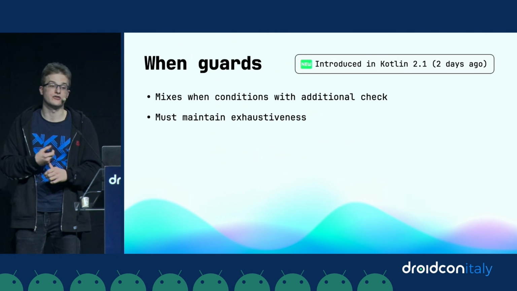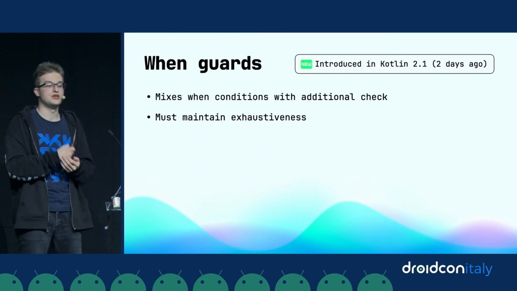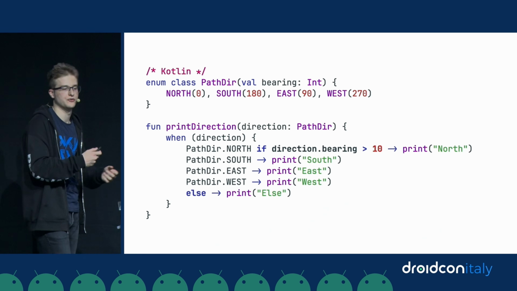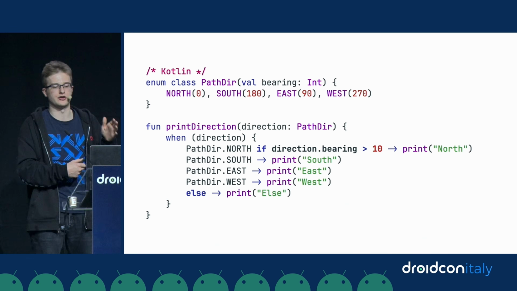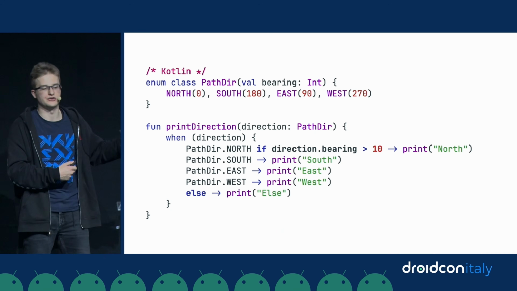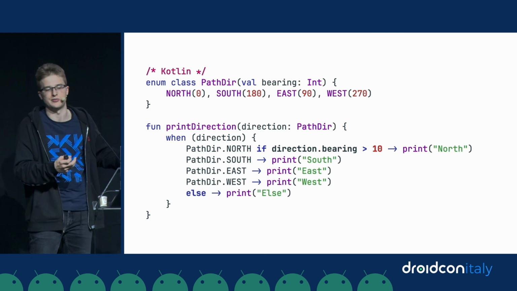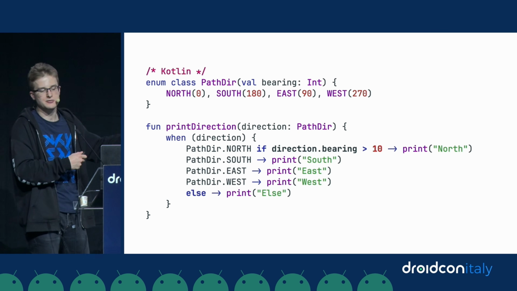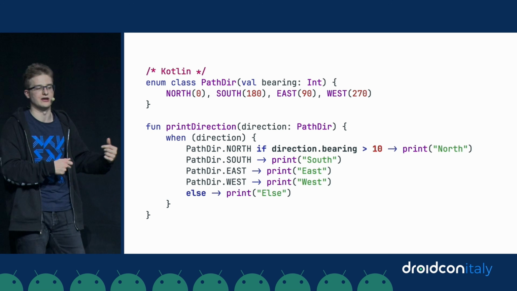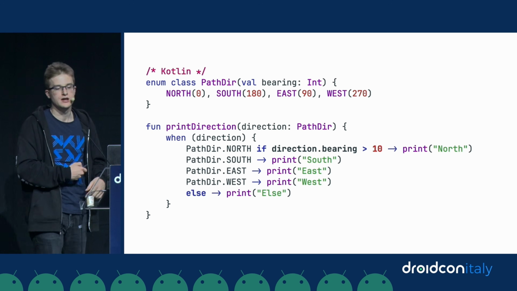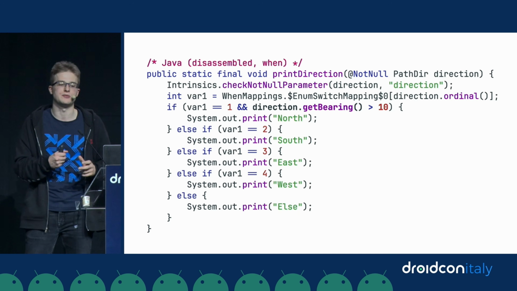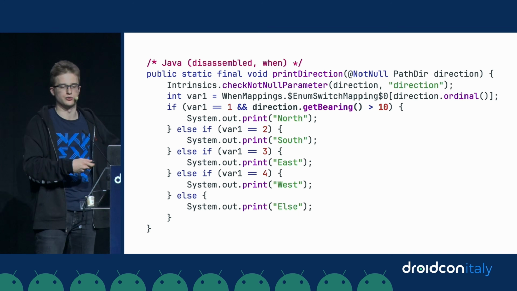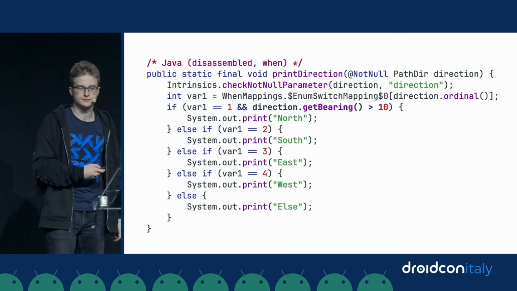And Kotlin introduced when guards in Kotlin 2.1, which is 2 days ago, which allows you to add a new check with the operation. So for example, in this case I want to do path.dir.north if the direction of the bearing is greater than 10 degrees, which is another condition. In this case it doesn't really make sense, but it's just to showcase. First, I add it with an if statement, and then I have to add an else because the when, in this case, is not exhaustive anymore. And that gets compiled to basically more or less the same code, but it gets an additional and check on the variable that we are adding the guard statement to.